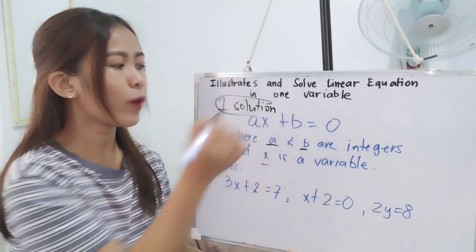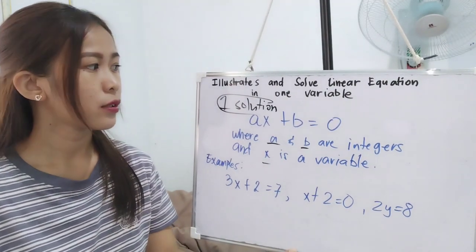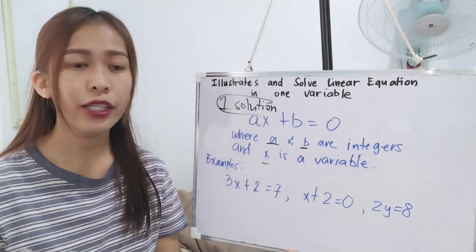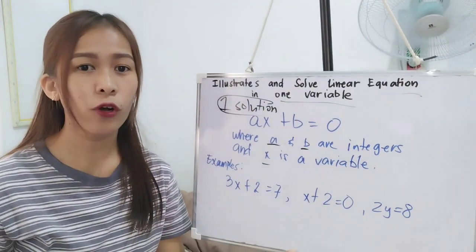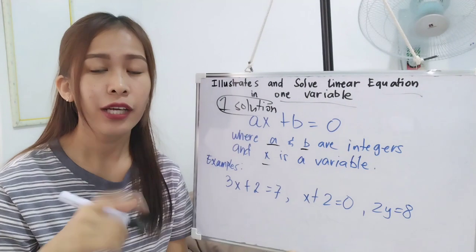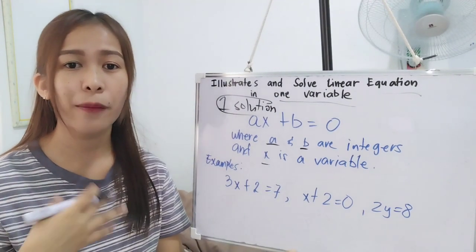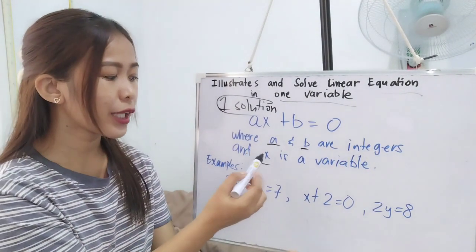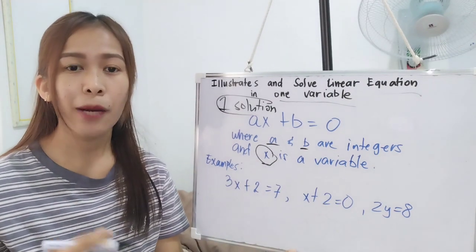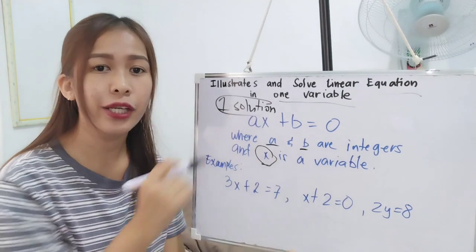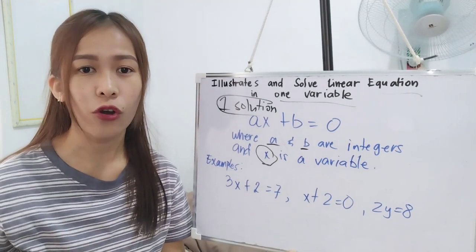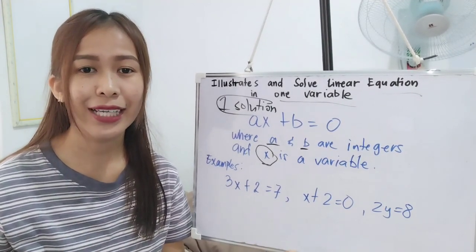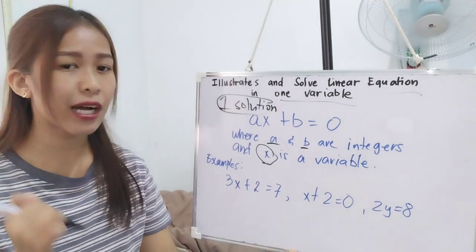Bakit sinabing one solution lang siya? Kasi we are talking about linear equation in one variable. Isa lang talaga yung solution niya. When we say solution, ito yung number or value ng variable na kapag sinubstitute natin sa equation ay magiging true yung statement, or magiging totoo, or tama.